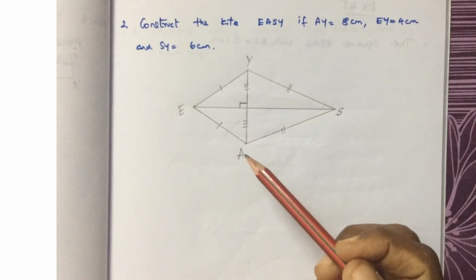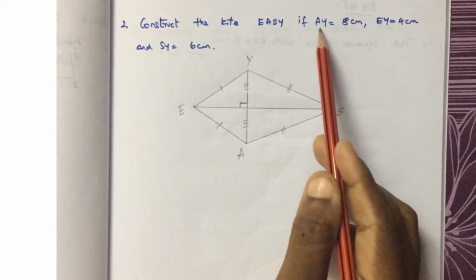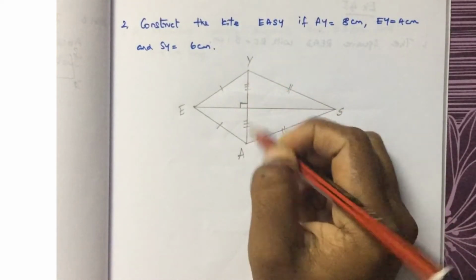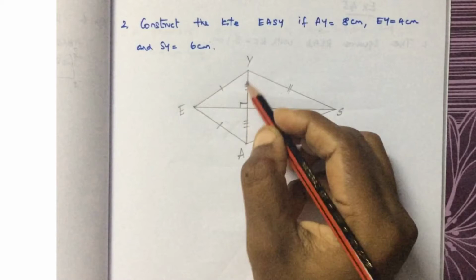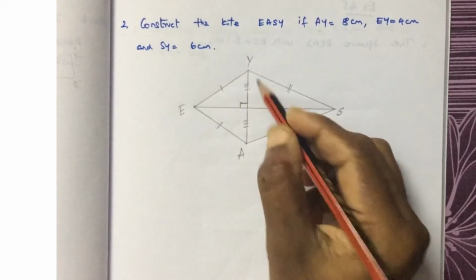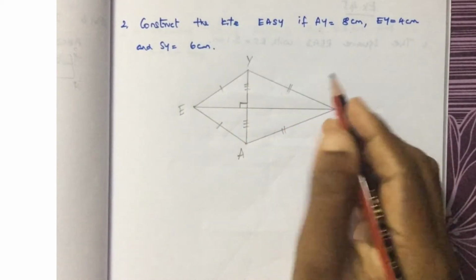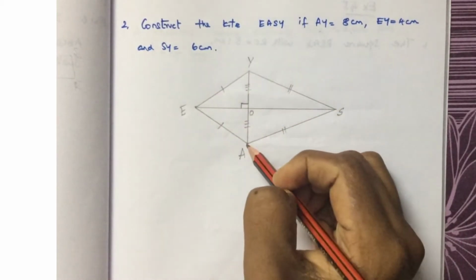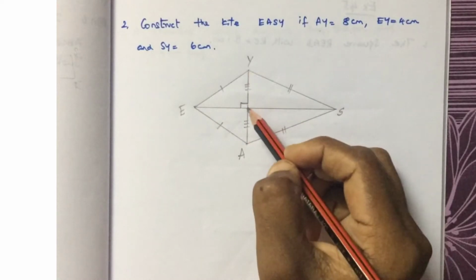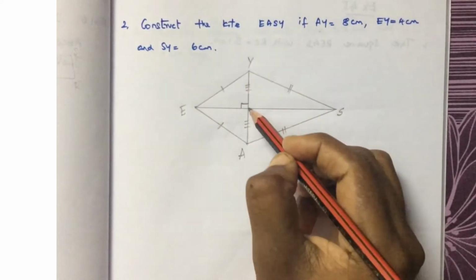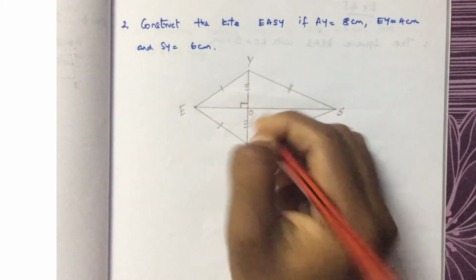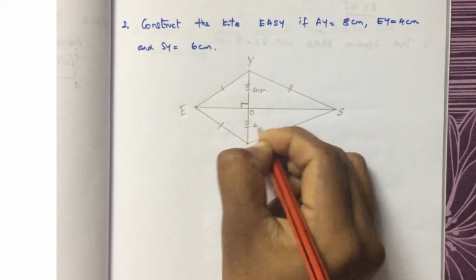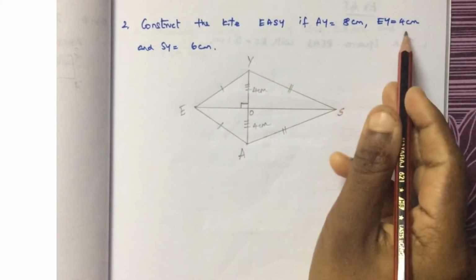This is the figure given. In that, AY is 8 centimeter. From here to here is AY, 8 centimeter, and they have given that this portion and this portion are equal. So let me make it as a bow such that AY is 8 centimeter, and so from here to here it is 4 centimeter, and from here to here it is 4 centimeter, and totally it is 8 centimeter. If you want, you can write 4 centimeter, 4 centimeter, and EY is 4 centimeter.